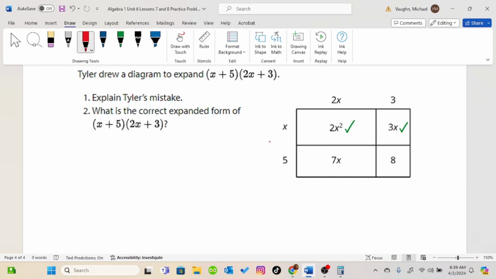However, 2x times 5 is 10x. Tyler added the 2 and the 5 to get 7x. So mistake. Tyler added 2x plus 5 and got 7x instead of multiplying.